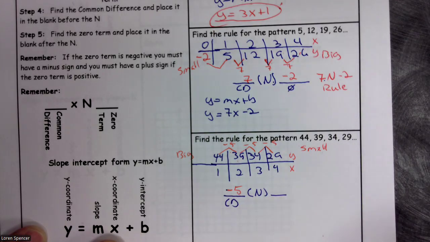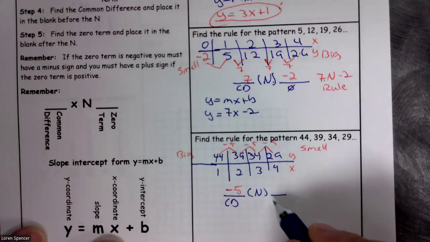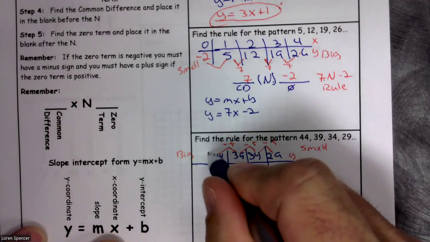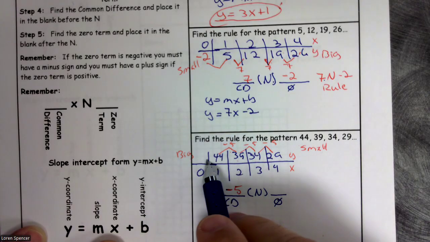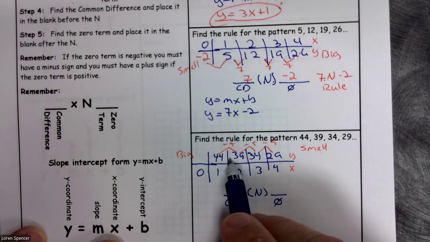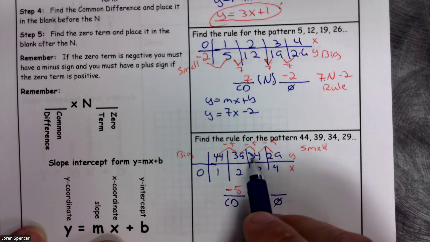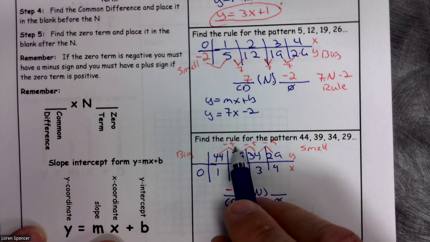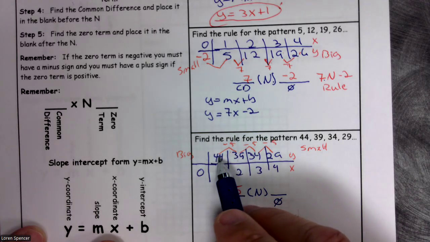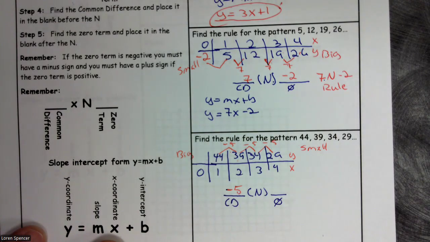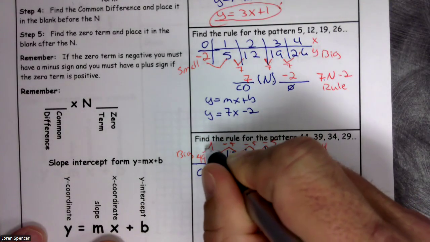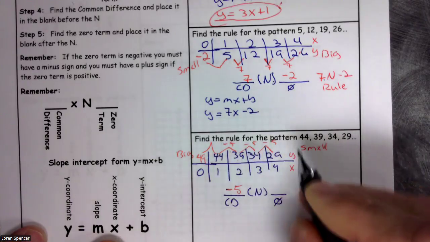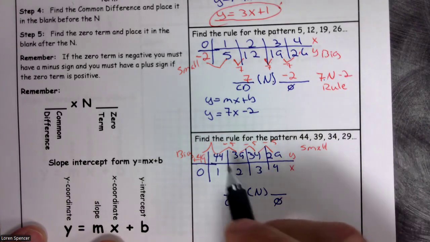And then we need our zero term. So what is it when it's 0? Well, we're getting bigger this way. So that means I have to add, because it's going to be 29 plus 5 is 34. 34 plus 5 is 39. 39 plus 5 is 44. So 44 plus 5 gives me 49. All right. And this is a positive 49.